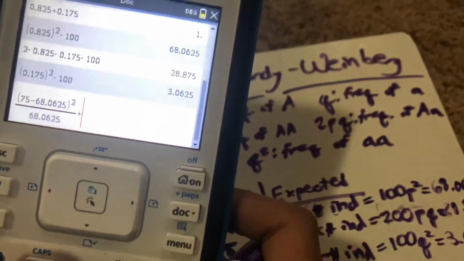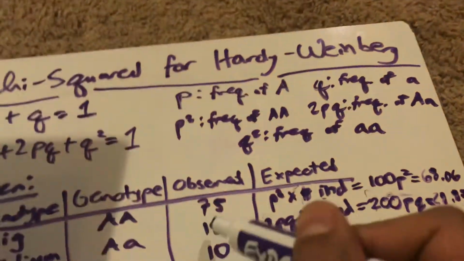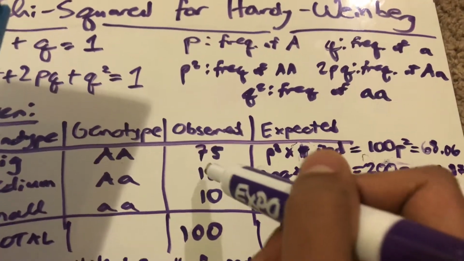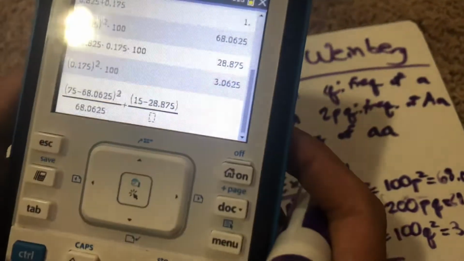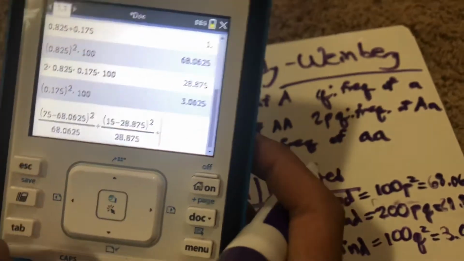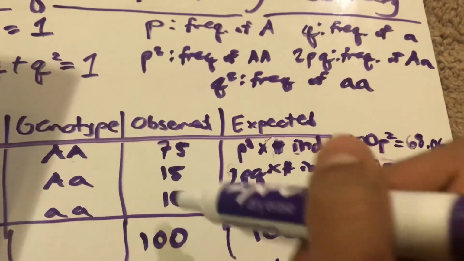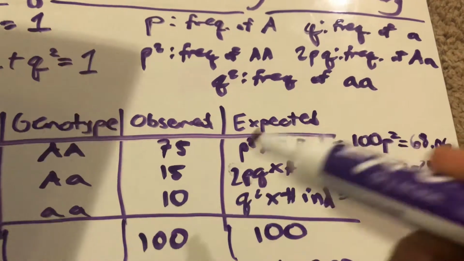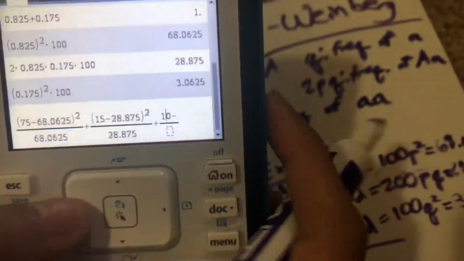So that's the first thing. Then we add the second observed, 15 minus that number squared. So 15 minus the 28.875, quantity squared, over 28.875. That was for the heterozygous genotype, by the way. And finally, we do it for the homozygous recessive genotype, which is 10 minus, oh, sorry, I should have put a parenthesis there.